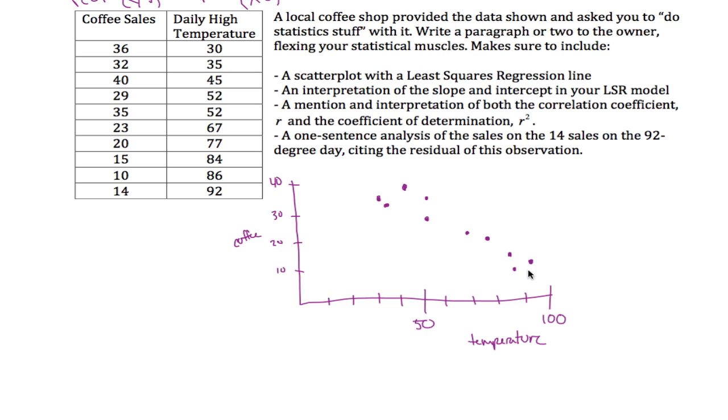Okay, so now I've made my scatter plot. Here's all my different data points. Looks like we have a negative correlation here. It looks like a pretty strong correlation with the line going down. But we can figure that out if we go to stat, calc, and then linear regression on your calculator.